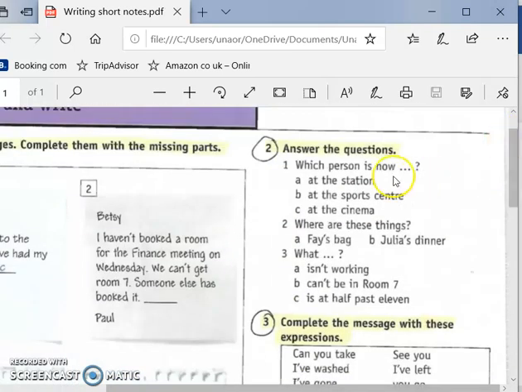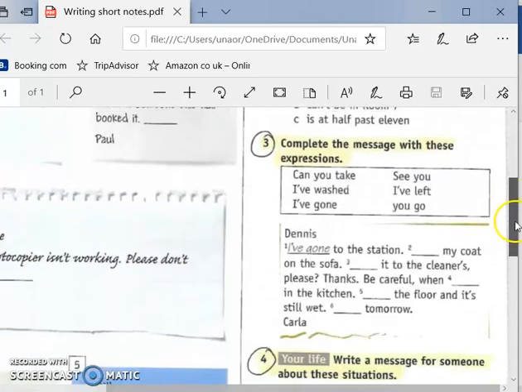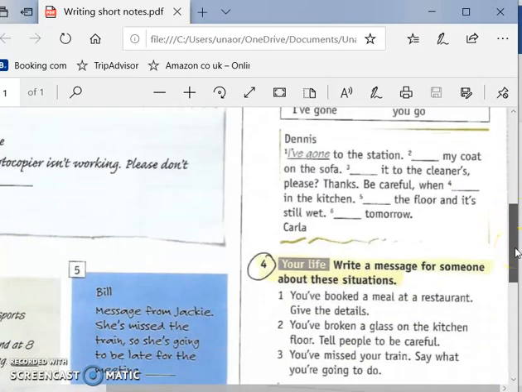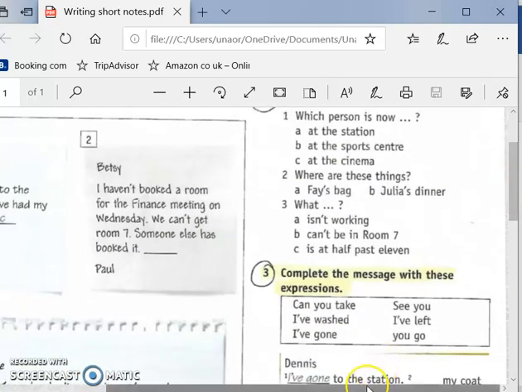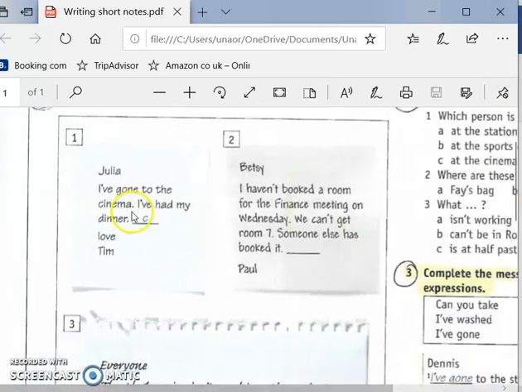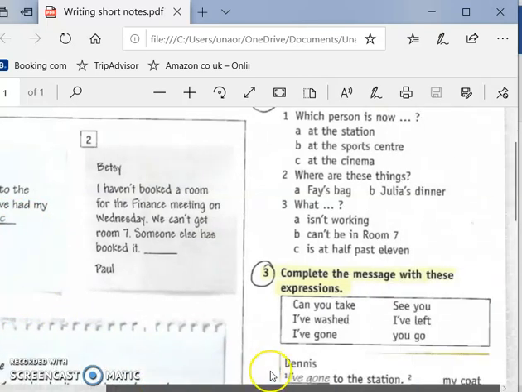Back we go. Okay, which person is now at the cinema? Okay, let's have a look down here. That was the first one, wasn't it? Yeah, Julia, I've gone to the cinema. I've had my dinner. I've left some in the oven for you, or something along those lines. Love, Tim. Okay, so Tim has gone to the cinema.